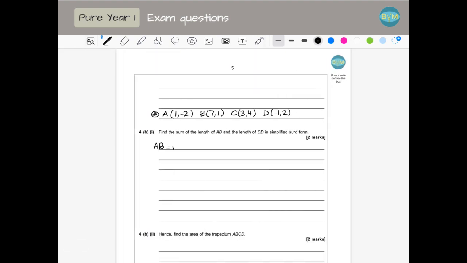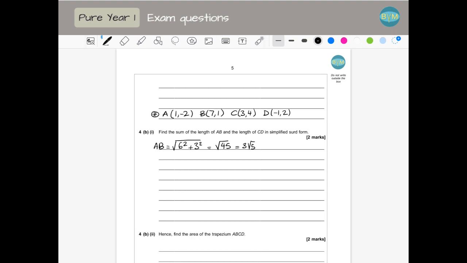Now we are going to find AB. The distance AB is the square root of the difference in x, so 7 minus 1, 6 squared, plus the difference in y, 1 minus -2 is 3 squared. So this is 36 plus 9, which is root 45. 45 is 9 times 5, so we can get the 3 outside and have 3 root 5.